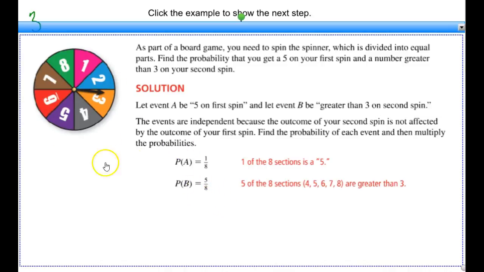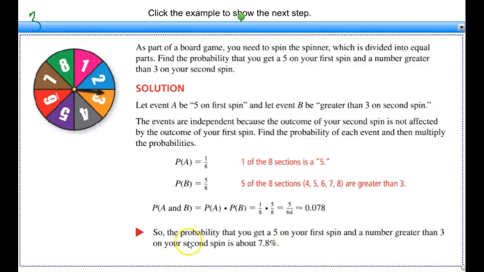So now to find the overall probability, I just multiply those together, and I end up with 5/64, so approximately 0.078. So I can say that my probability that I get a 5 on my first spin and a number greater than 3 on my second spin is about 7.8%. So when events are independent, I just find the probability of each happening, and then I can multiply them together.